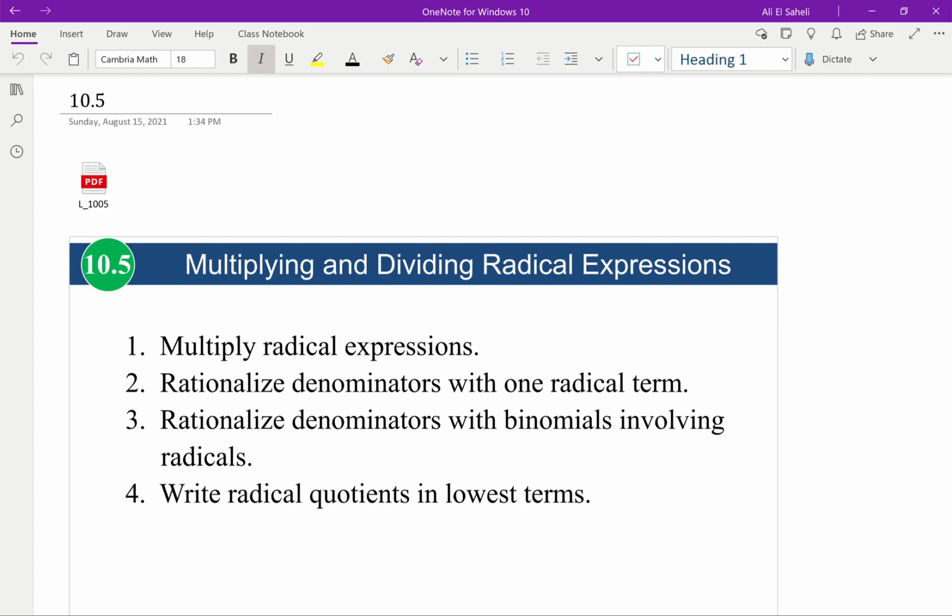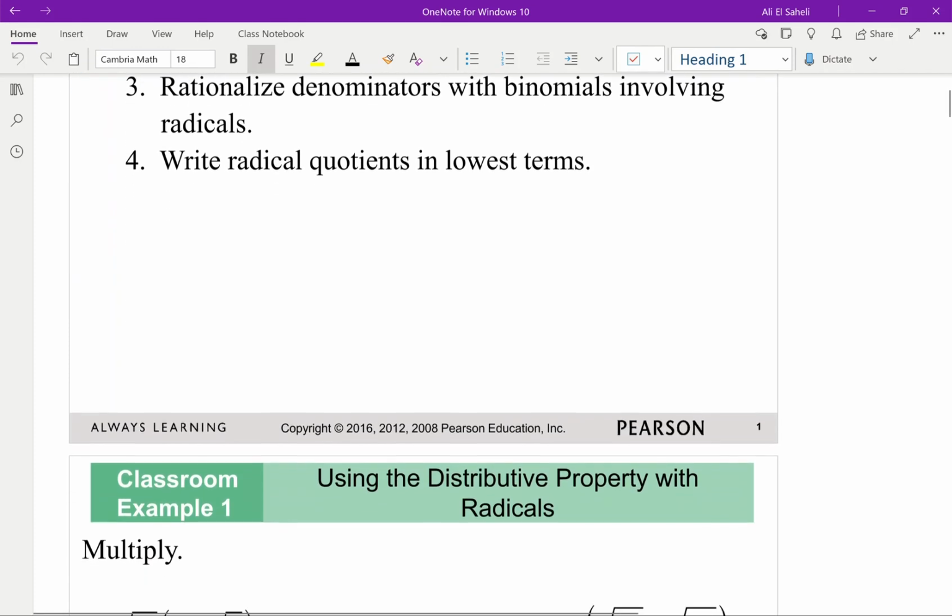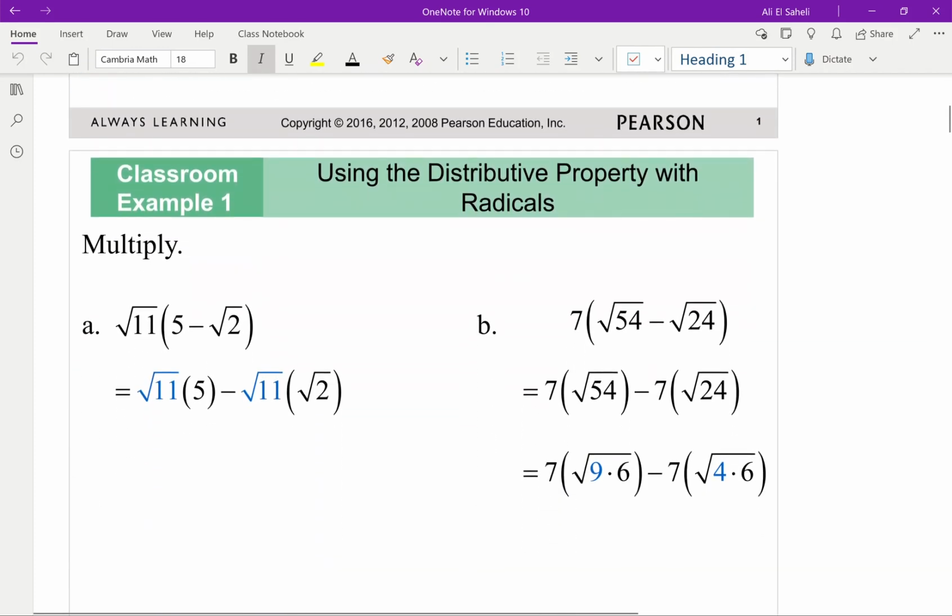Now we have learned how to work with radical expressions. We will see how we can use what we learned in manipulating algebraic expressions and calculations involving radical expressions. Okay, let's see. Here we use the distributive property with radicals.